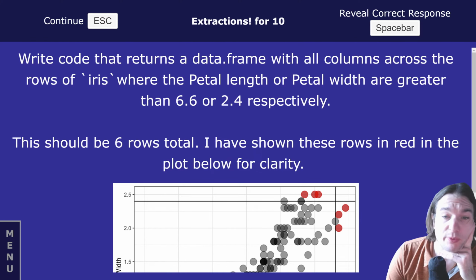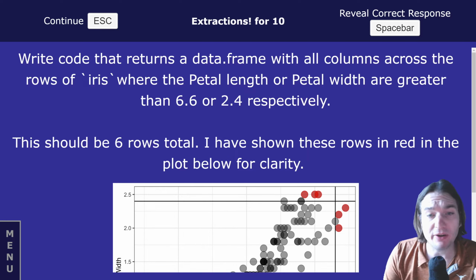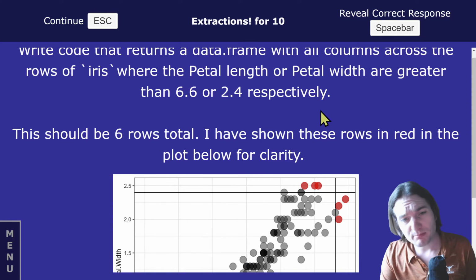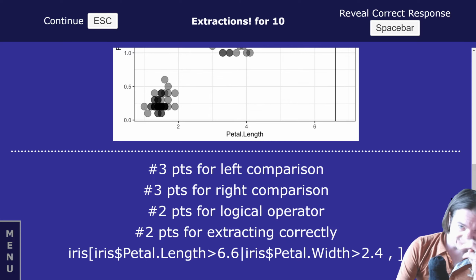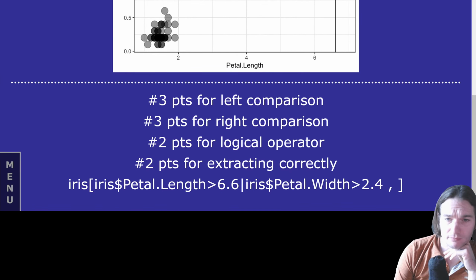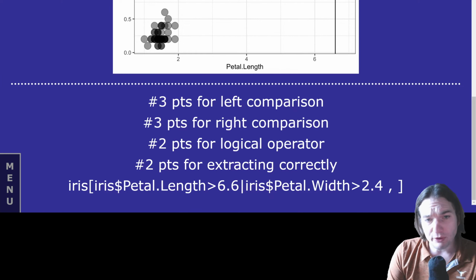Across the rows of iris where the petal length or petal width are greater than 6.6 or 2.4 respectively. I then provide you a little diagram of what that looks like. But in the end, the actual comparison is pretty straightforward. You get the data, you extract the data you need. So iris$Petal.Length, you make the comparison, done.